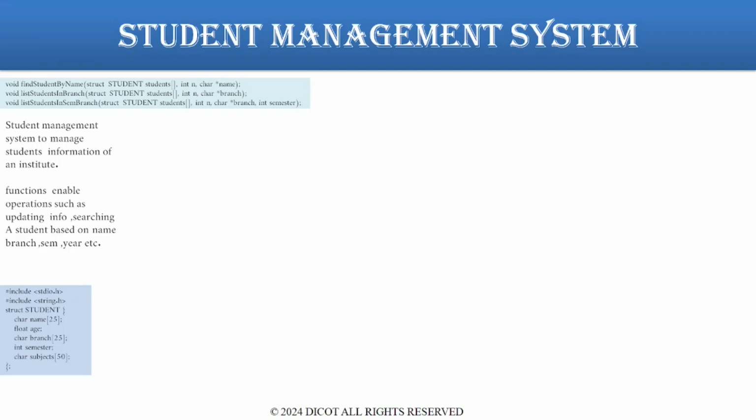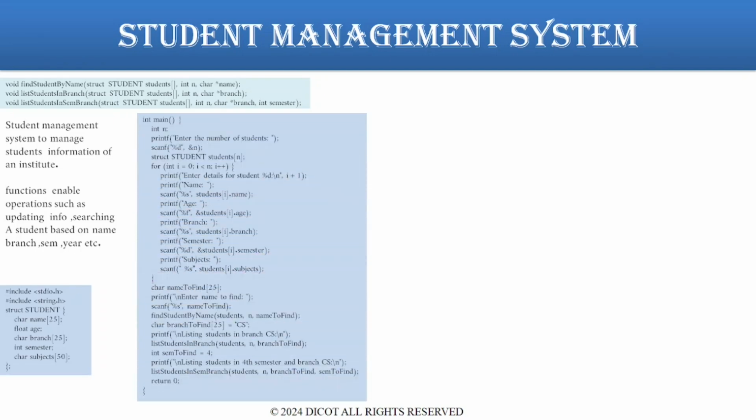List students in branch. Here we need the student list, the number of elements in the list, and the branch. And finally, list students in semester branch. This needs a student list, the number of elements in the student list, the branch, and the semester. Let's write the main program.